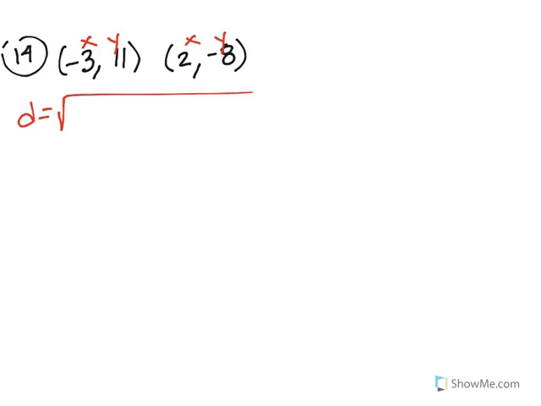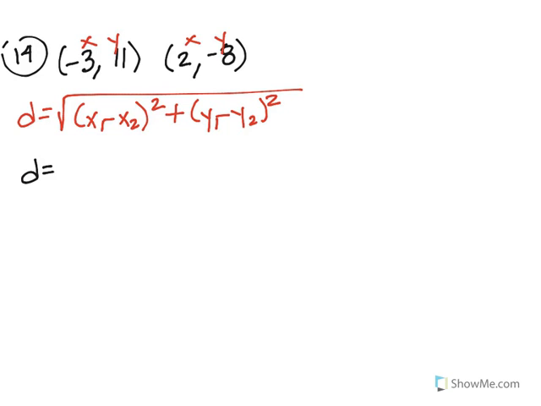Number 14 asks you to find the distance and the midpoint with 2 points. We got negative 3, 11 and 2, negative 8. So if we're going to find the distance, and you'll have all your formulas, the distance formula says you're going to take your x's, subtract them, square them, plus the subtraction of your y's squared, and then take the square root.